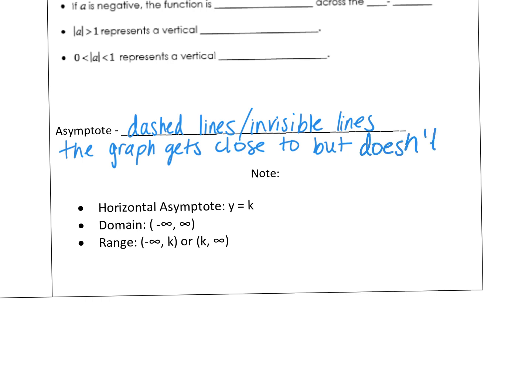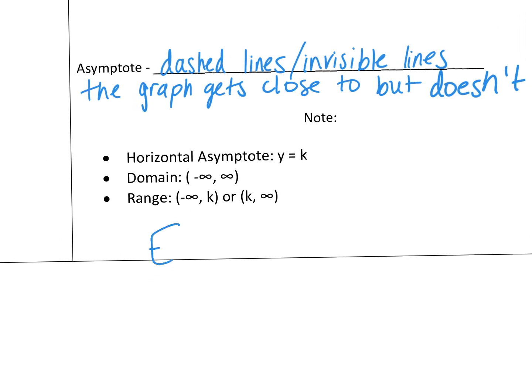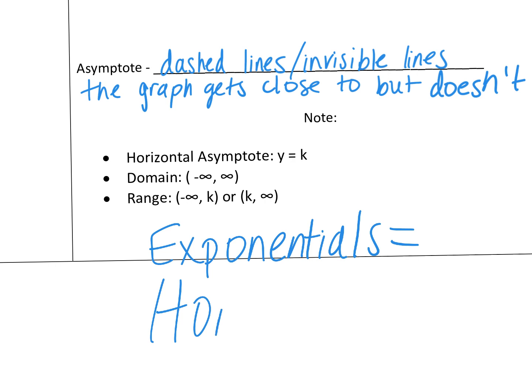So we talked about these when we talked about our rationals, or our fractions. So it's just a line that the graph's going to get really, really close to, but it doesn't cross it, okay? So what we need to know about this is that exponentials, that's what we're dealing with right now, have horizontal asymptotes.